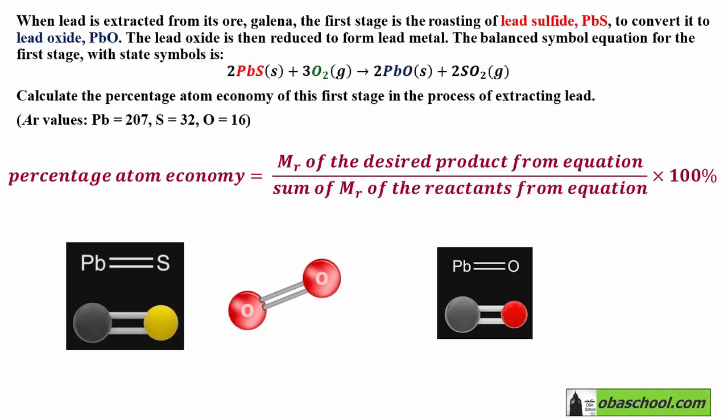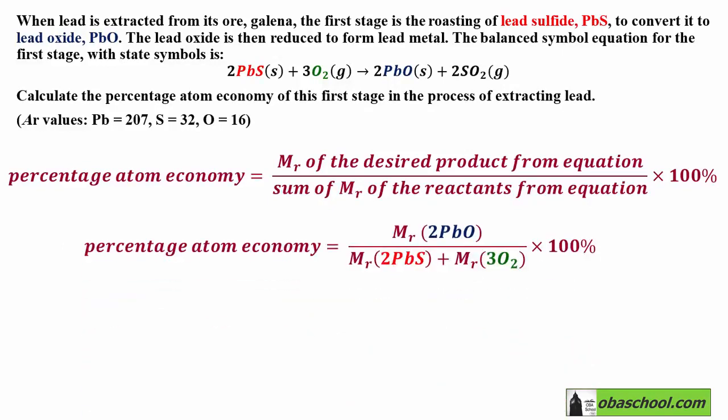Let's now find the relative formula masses of the desired product and the reactants. So the percentage atom economy is equal to the relative formula mass of lead oxide. Pay attention that we will multiply by 2 because the stoichiometric coefficient in the balanced equation is 2. Divided by the relative formula mass of lead sulfide, again we will multiply by 2, which is the stoichiometric coefficient, plus the relative molecular mass of oxygen gas times 3, times 100%.